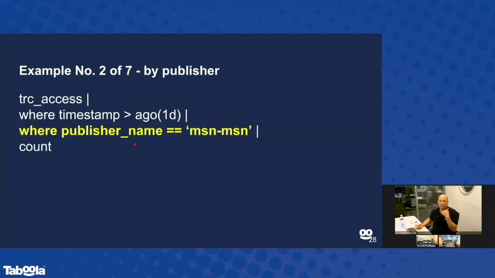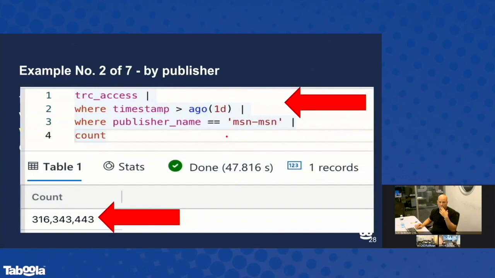Now the next thing I would do, I would ask for traffic for a certain publisher. So I will write the publisher name field with the value. Simple? Okay. It took 47 seconds to answer. So there are some queries that take time. Don't expect everything to be super, super fast, but it's quite okay. You can wait 40 seconds to get an answer, right? It's not a big deal.